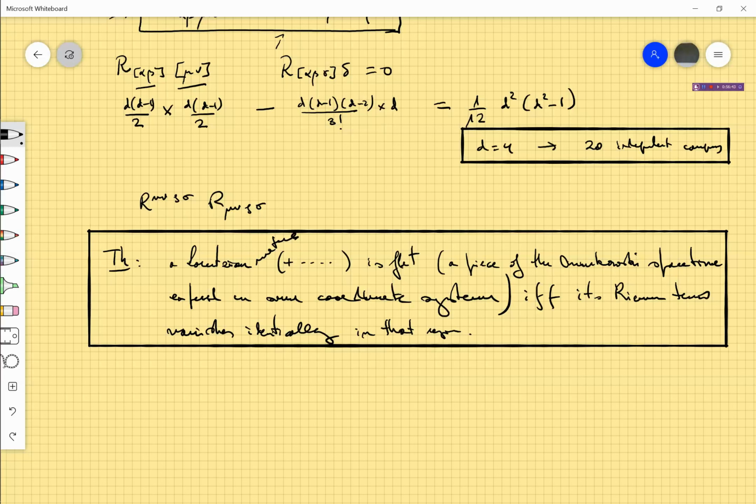If I have the Minkowski metric, I take a piece of it, I change coordinates no matter how, I know that the Riemann tensor will be identically 0 when I compute it. This is a very powerful theorem and something worth remembering.